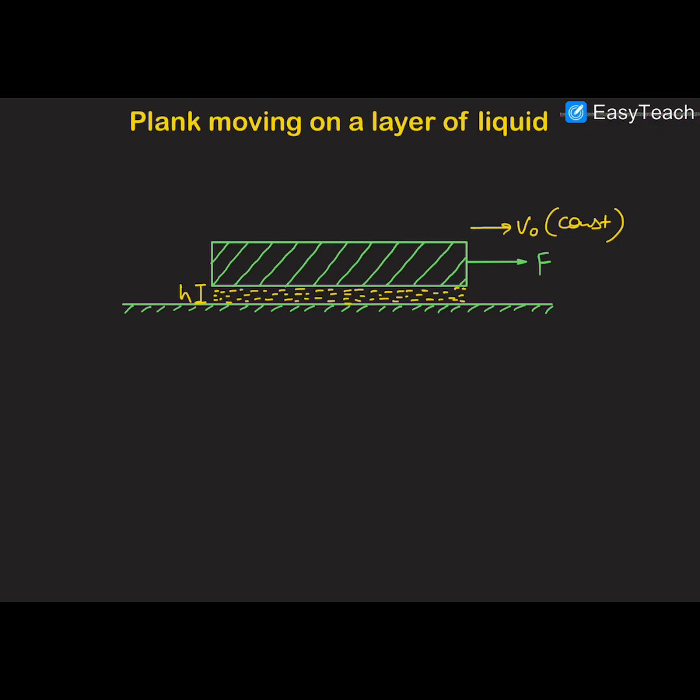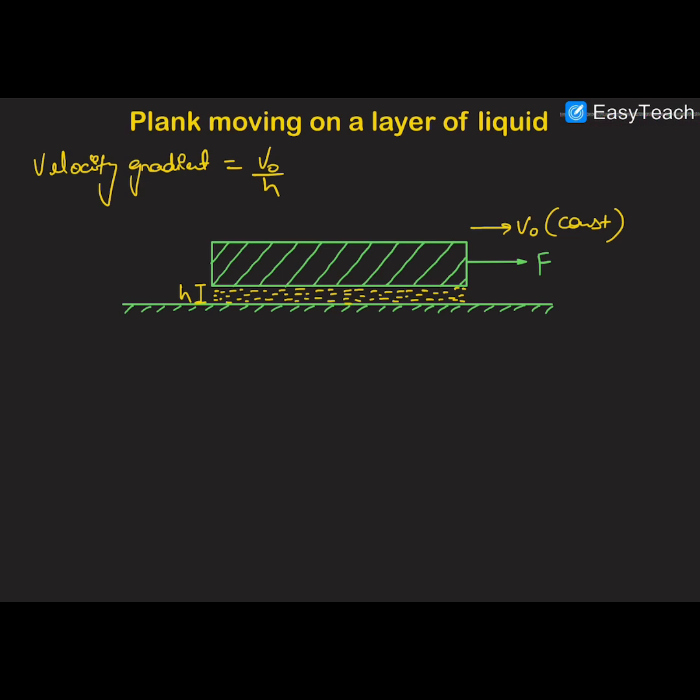So we know that obviously this plank, as it will move, will experience some viscous force in the backward direction, and that viscous force will be cancelled out by the applied force, and then that plank will keep on moving with the constant velocity. Now first of all, we can assume that the velocity gradient of this oil will be constant. So we can assume that the velocity gradient will be equal to v naught by h.